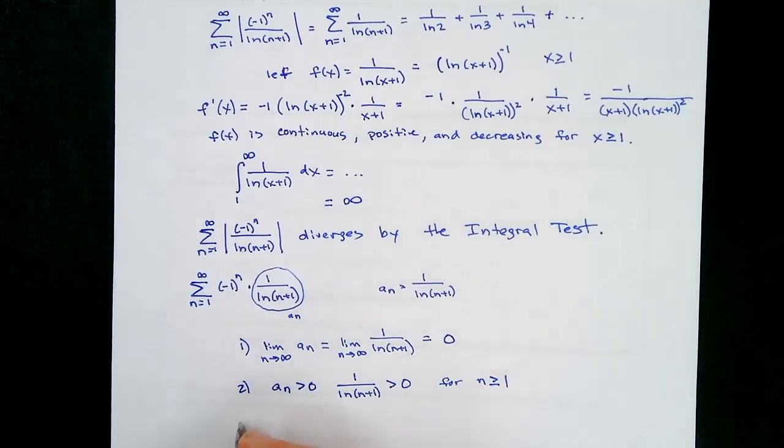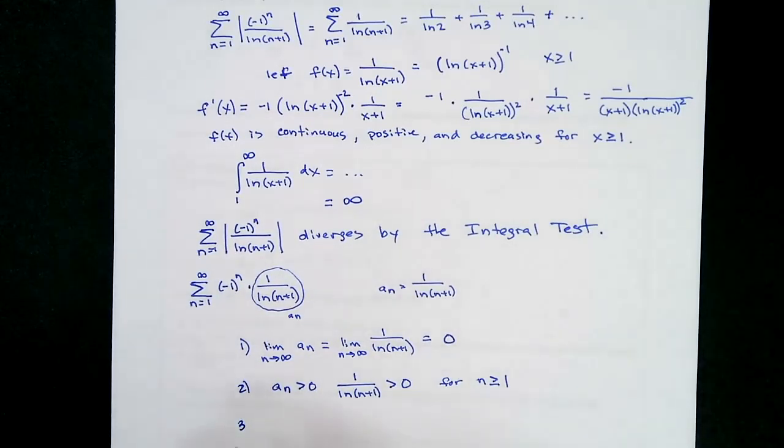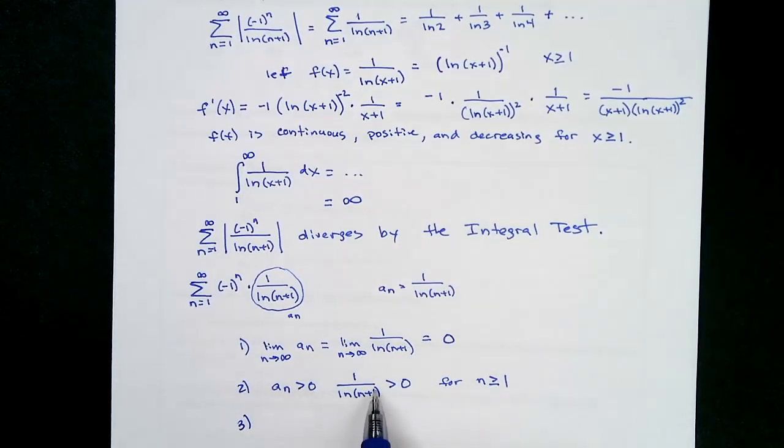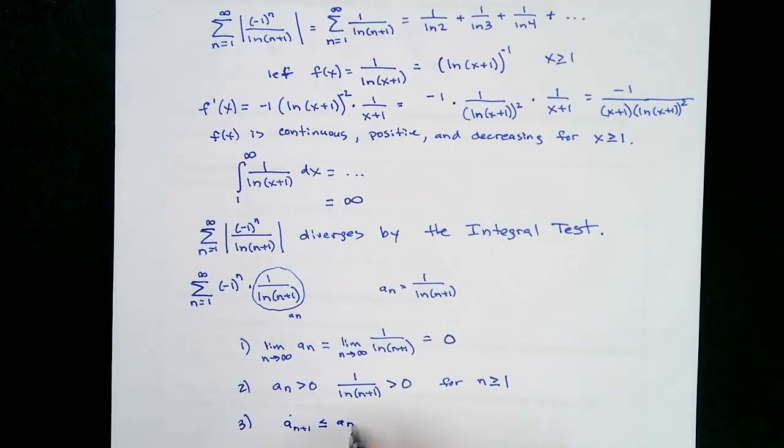And then the last thing we have to establish is that the next term is smaller than or equal to the previous term. For this one, all we have to do is put n plus 1 in here, which makes this n plus 2. We're putting a larger input into the natural logarithm function, which means it's going to be bigger. This denominator, when I put n plus 1 in, is going to be bigger than the original one. So we have to establish that a sub n plus 1 is less than or equal to a sub n.